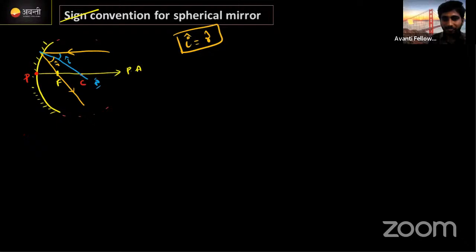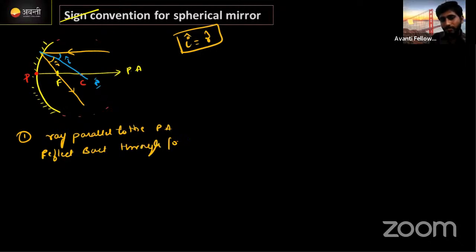First rule: if any ray is incident parallel to the principal axis, it reflects back through the focus. Clear? First point: if any ray is incident parallel to the principal axis, then it is reflected through the principal focus. Second point, same mirror. This is the first scenario.